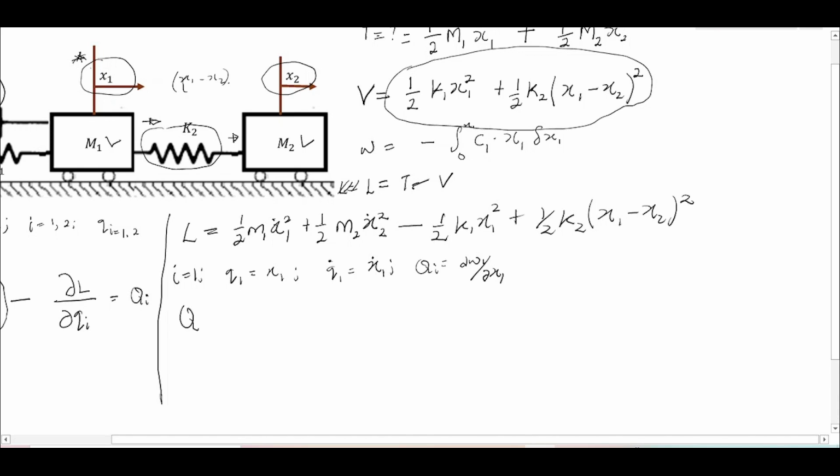We have that Q is equal to the derivative of W with respect to x1, which is equal to the derivative with respect to x1 of minus the integral from 0 to x1 of c x1 dx1. Because we have an integral here with respect to ds, and we're differentiating with respect to ds, the differential will cancel out the integral term, such that Qi will be equal to minus c s1.